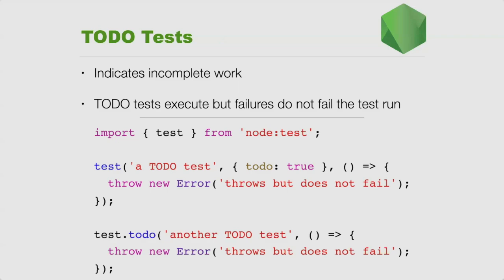And you run this the same way you would do skip. So you either pass an option to do set to true, or you can do test.todo. And so in this case, both of these tests will execute. Both of them will fail because they throw an error, but it won't fail your test suite. So the process will still end with an exit code of 0. It'll still report success, but the test itself won't actually pass.